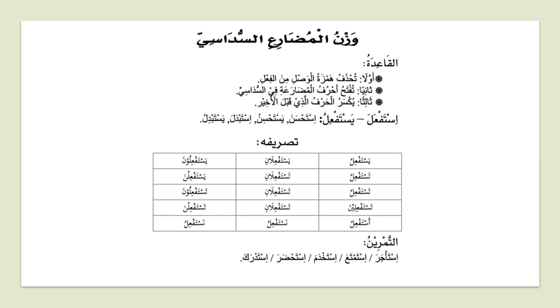Third one, يكسر الحرف الذي قبل الأخير. You can probably translate this one yourself. The letter before the last takes a kasra. One letter before the last takes a kasra, so basically the ayn. Okay, who's non-conjugated? You've all done it, right? Okay.